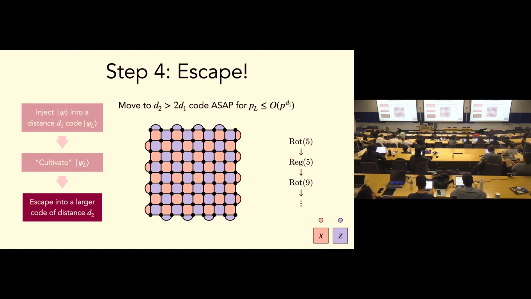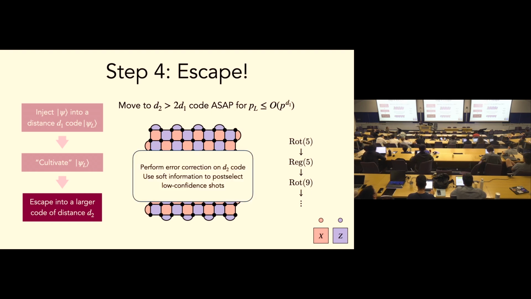So this brings us to the end of our protocol from injection to escape. What we can then do is perform error correction on this distance D2, which is here 9, surface code, and perform decoding, out of which the decoder gives us soft information, which tells us how confident it is in the logical status of our surface code. If it has a very low confidence level, then we may choose to discard the state, therefore increasing the fidelity of our output.